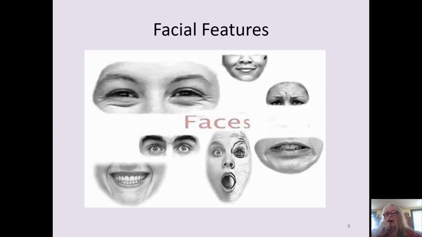Can they breathe when you occlude one side of the nostrils and the other side of the nostrils? Can they breathe easily through one nostril?